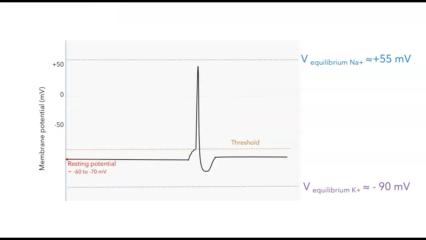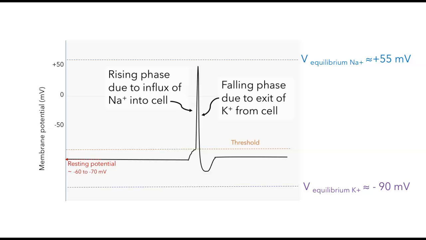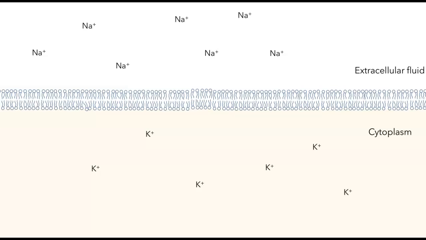Also remember that based on the equilibrium potentials for sodium and for potassium, we could guess that the rising phase of the action potential is due to an influx of sodium into the cell, while the falling phase is due to the exit of potassium ions from the cell. So in this video, we're going to talk about how ions actually move across cell membranes and then come back to this action potential. So remember that lipid bilayers are not permeable to ions.